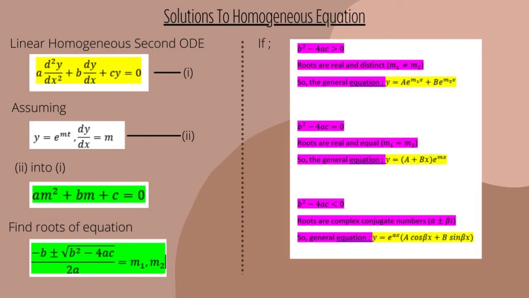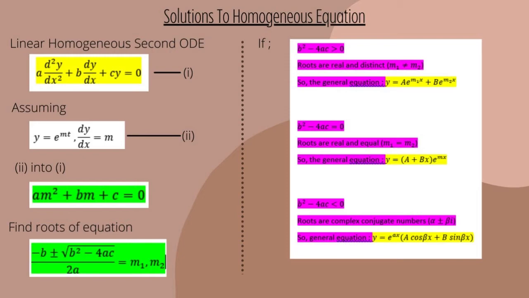Okay, now I will talk about solution to homogeneous equation. So first of all, we have to consider the second order homogeneous equation, that in one Roman numeral equation is a linear homogeneous second order differential equation, and then we have to use the second equation, assuming y equal to e power of mt, dy/dx equal to m, and then we put two Roman into one Roman and it becomes a m square plus b m plus c equal to 0.